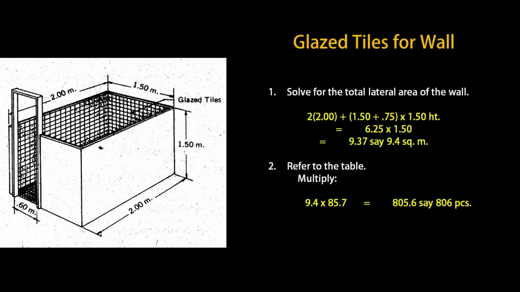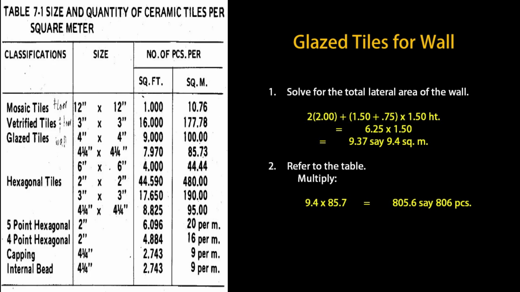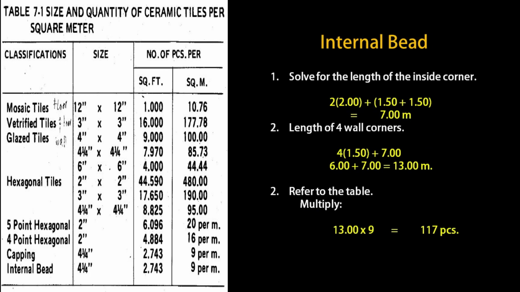In solving for the quantity of glazed tiles per wall, we must first solve the total lateral area of the wall. That would be 2 meters added to 1.50 and 0.75 meter, which gives us 6.25 meters, multiplied by a height of 1.50 meters. That would be 9.37, say 9.4 square meters. Then, we refer again to the table, and that would give us 805.6, or say 806 pieces of tiles.